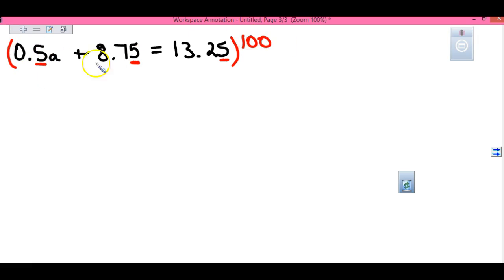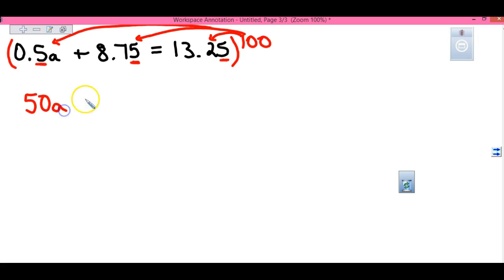So notice how I put my parentheses around the whole equation and I'm multiplying everything times 100. So 0.5 times 100 would be 50a. 8.75 times 100 would be 875. And 13.25 times 100 would be 1,325.